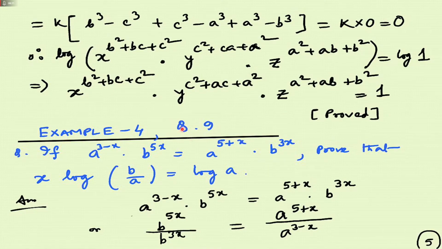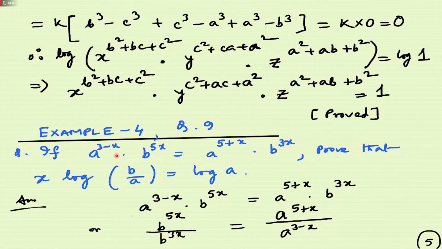Now this is question number 9 of your board book. What was the problem? The problem is here: a to the power 3 minus x into b to the power 5x is equal to a to the power 5 plus x into b to the power 3x. This has been given there. Prove that x log b by a is equal to log a.